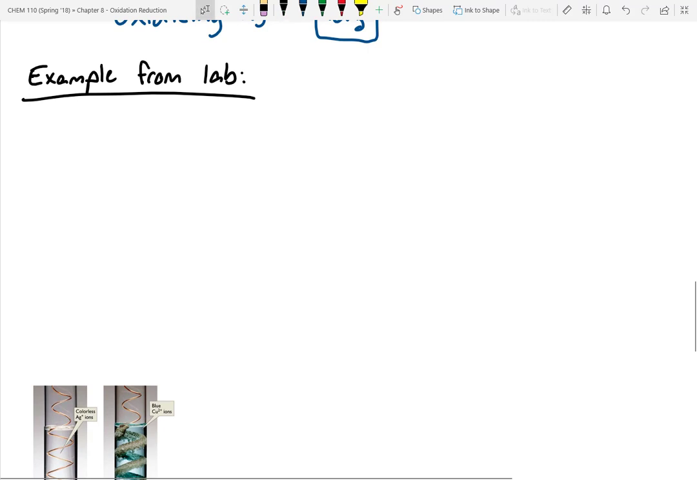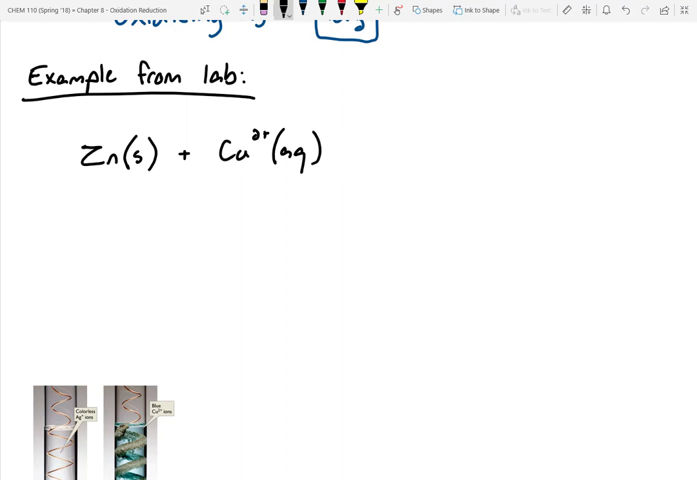All right, and in lab, what you had was a zinc strip. And the zinc, because it's a solid, we put in parentheses behind it S. That just indicates that it's not dissolved, it's just solid metal zinc. And we put this into a solution with a bunch of copper cations. That was our copper sulfate solution. So that was copper 2+. And in order to indicate that it's in water, we write AQ for aqueous. It just means it was dissolved in water, not in an alcohol or something else.